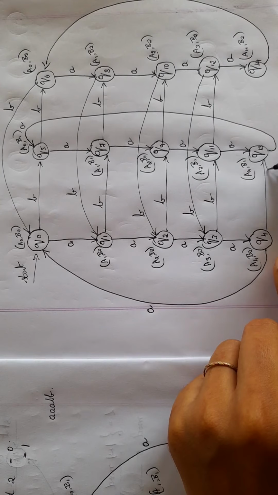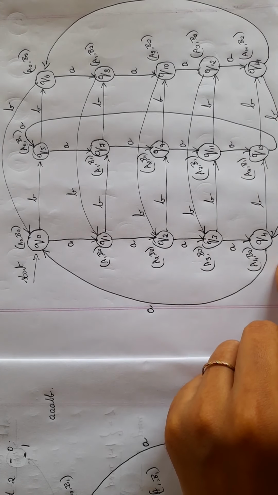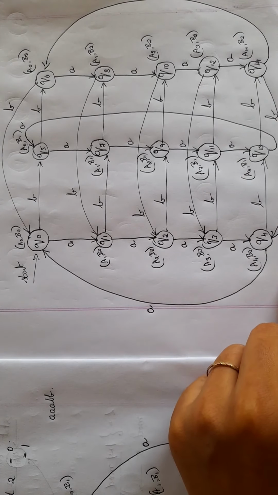Similarly here B, B, and if I read one more B, it will come back to Q4. So the DFA is done. Okay, you're done with the DFA, but you have not written the final state. If you don't have any accepting state, then no string is valid.